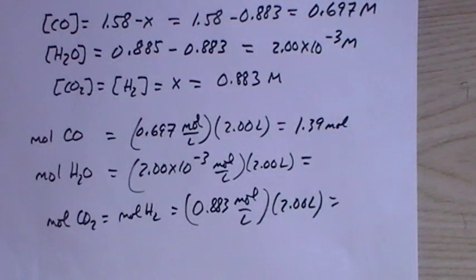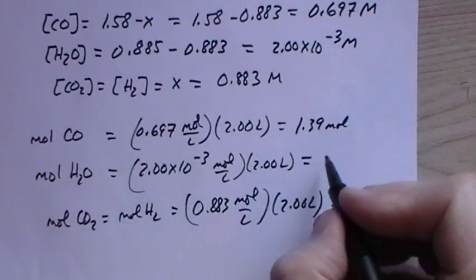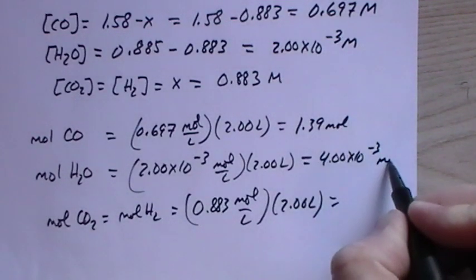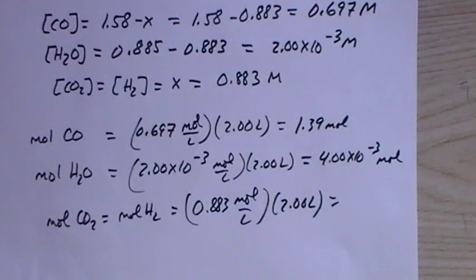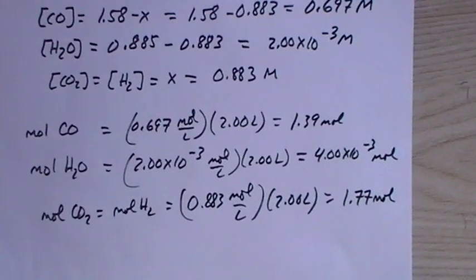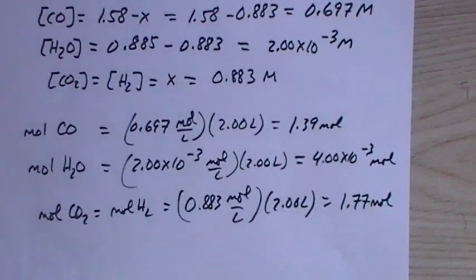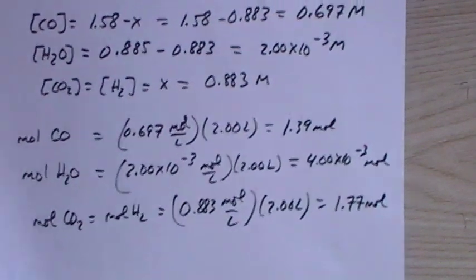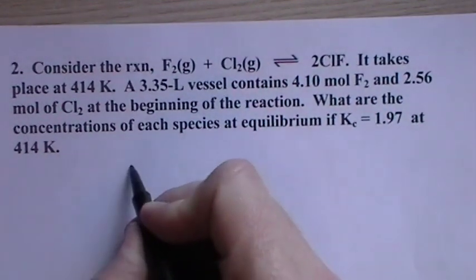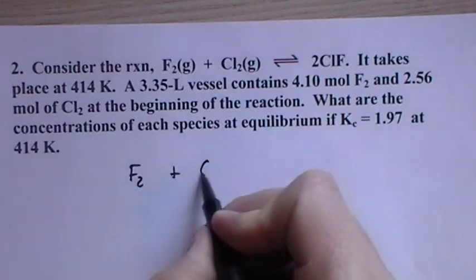And then we have 2 times 10 to the minus 3, so that would be 4 times 10 to the minus 3 moles. And then 0.883 times 2, so those would be 1.77 moles. And that is the end of that problem. Let's try this one. Going to be the same kind of thing. Going to go a little bit faster, just so we can make it in under the 20-minute mark.